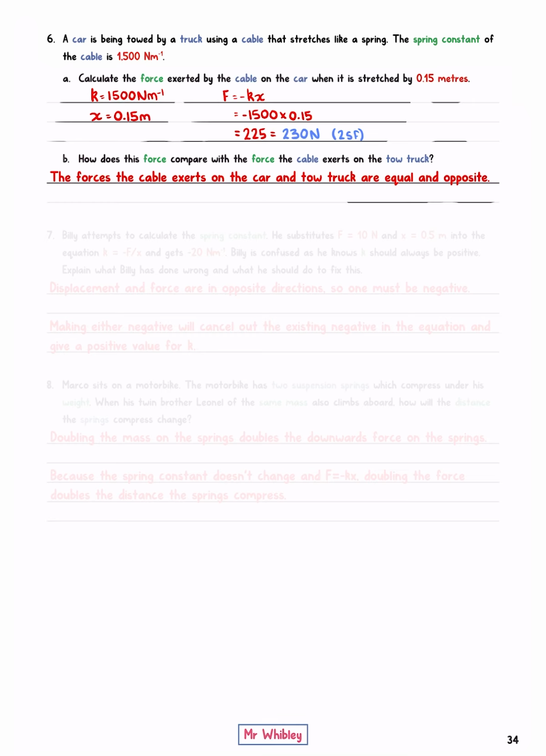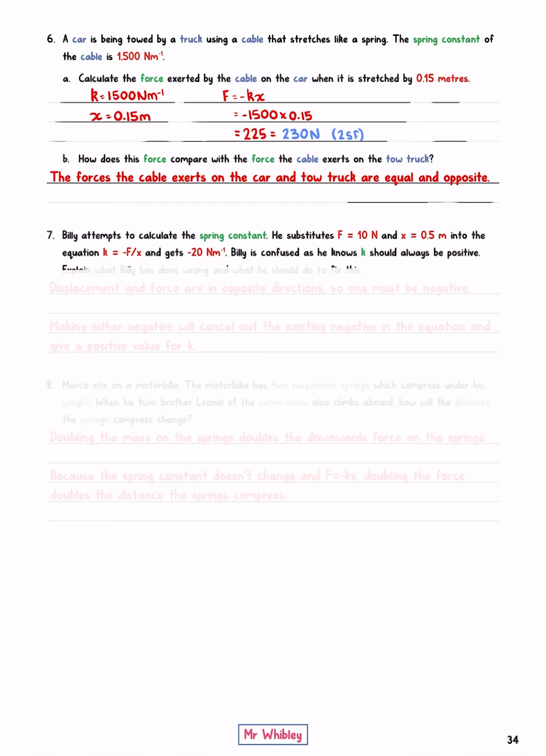Question 7. Billy attempts to calculate the spring constant. He substitutes that the force is equal to 10 newtons and the displacement is 0.5 meters into the equation k equals negative F over x and gets negative 20 newtons per meter. Billy is confused as he knows k should always be positive. Explain what Billy has done wrong and what he should do to fix this.